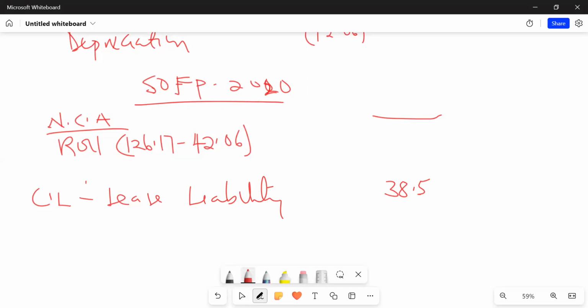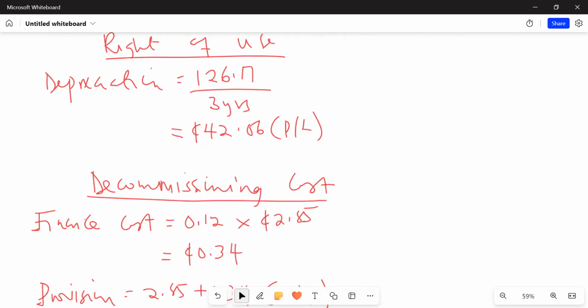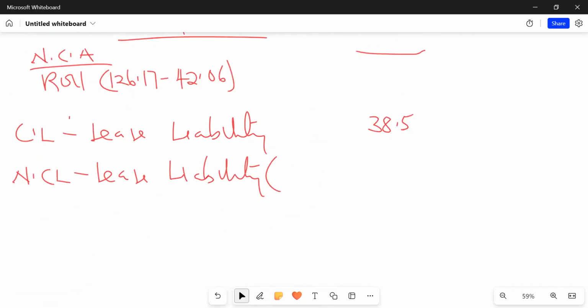Let's count to the non-current liability. What will be the figure for non-current liability? For lease liability, it will be the value that we are currently owing, which we are going to pick from this side. That is 94.71. Then we take the 38.5 from it. That will give us the non-current value of the lease liability. Under the non-current one again, we bring what we call the provision, which is a decommission cost.